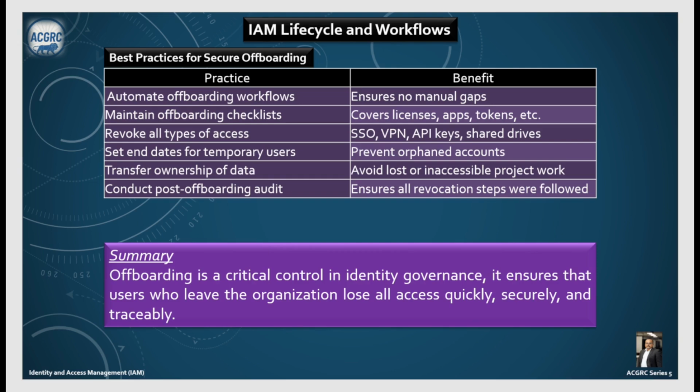Best practices for secure offboarding. Well, automate the offboarding workflow, ensuring no manual gaps. Maintain an offboarding checklist. Cover licenses, apps, tokens. Revoke all types of access, whether it is SSO, VPN, API keys, or shared drives. Set an end date for temporary users. This helps to prevent orphaned accounts. Transfer ownership of data, which avoids lost or inaccessible project work. Conduct a post-offboarding audit. Ensure all revocation steps are followed.